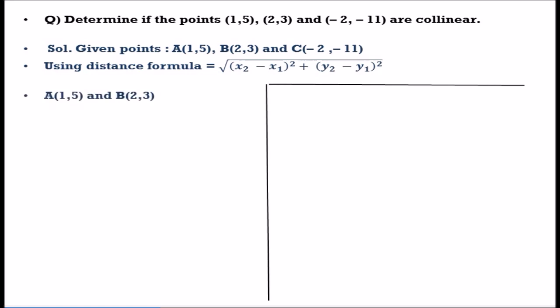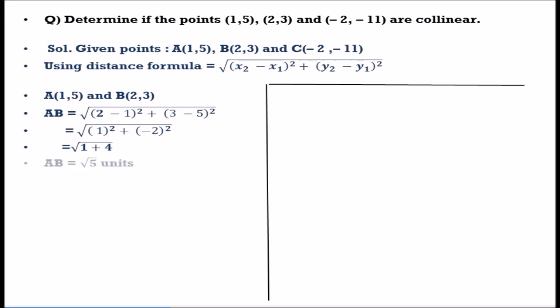So second point minus first point whole square. AB will be under root (2 minus 1) whole square, focus on the first coordinate first, plus now the second coordinate, (3 minus 5) whole square. So we'll get 2 minus 1 is 1 square plus 3 minus 5, 5 being the bigger number, minus sign will carry on, 5 minus 3 will give us minus 2 whole square. So 1 1 is 1, minus into minus is plus, 2 2 is 4. So under root 1 plus 4 will give us AB equals root 5 units. Let's quickly find the other distance. B is (2, 3) and C is (-2, -11).